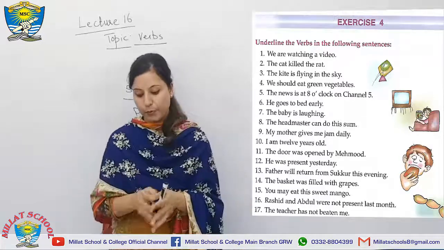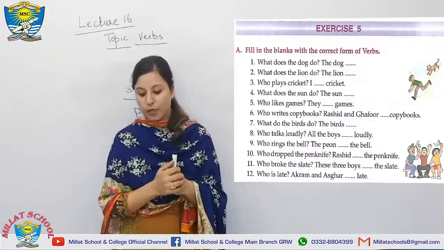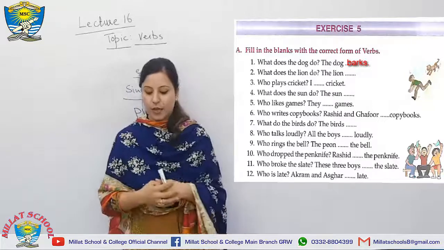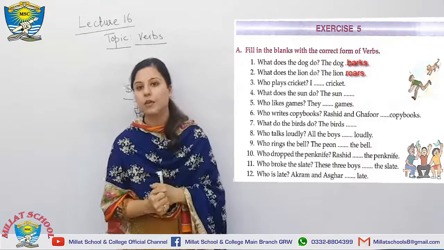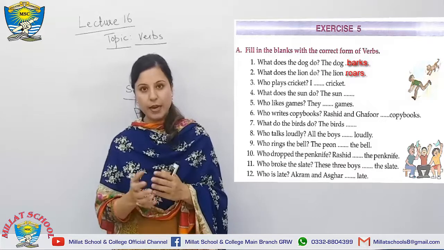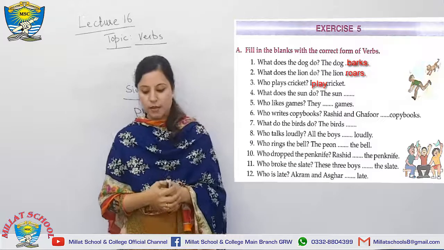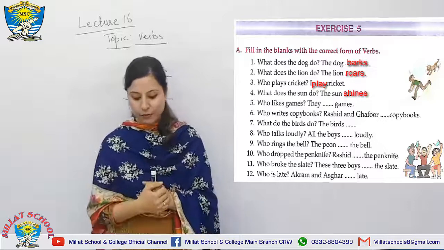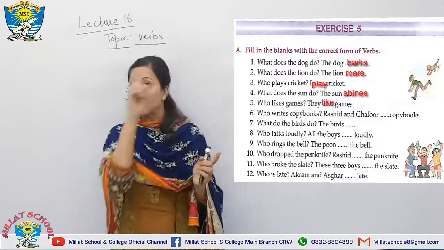And exercise number 5 tells us how we should put these things in. For example, what does the dog do? The dog barks. We have read this before. Number 2, what does the lion do? The lion roars. These are the sounds of the animals. Number 3, who plays cricket? I play cricket. What does the sun do? The sun shines. We all know this reality of our life. Number 5, who likes games? They like games.